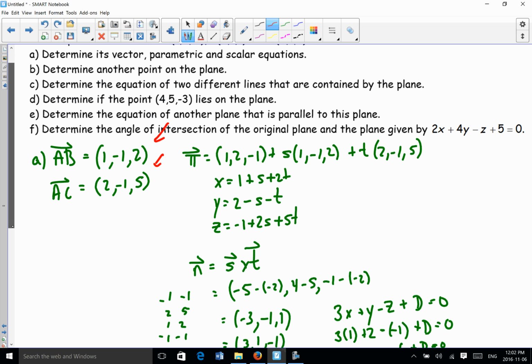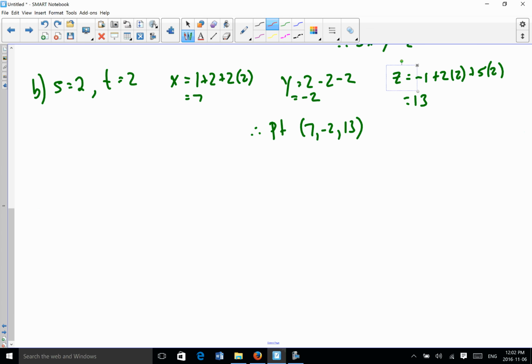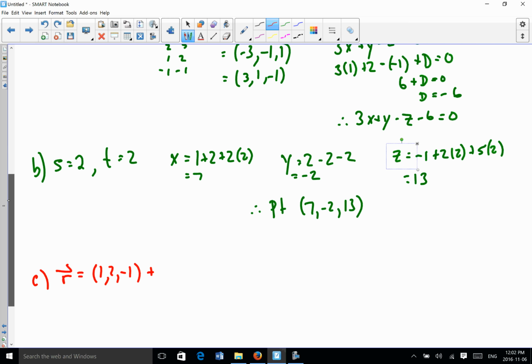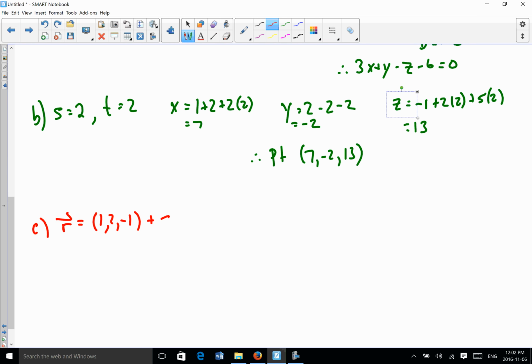Let's use A. So we're doing letter C here, okay? Letter A, which was the point, this is line 1, point 1, 2, negative 1, and use one of my direction vectors from previous. So one of the direction vectors I had was AB, so 1, negative 1, and 2, and there's a line.